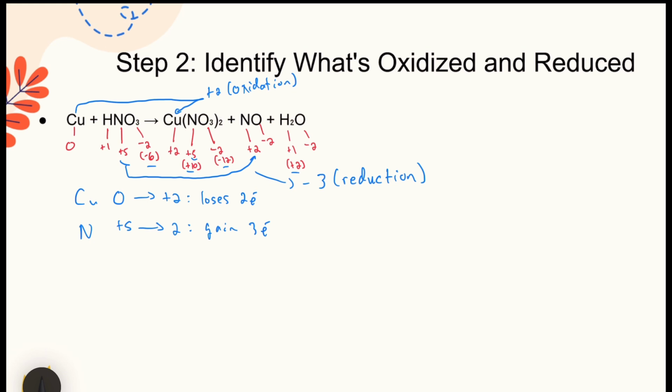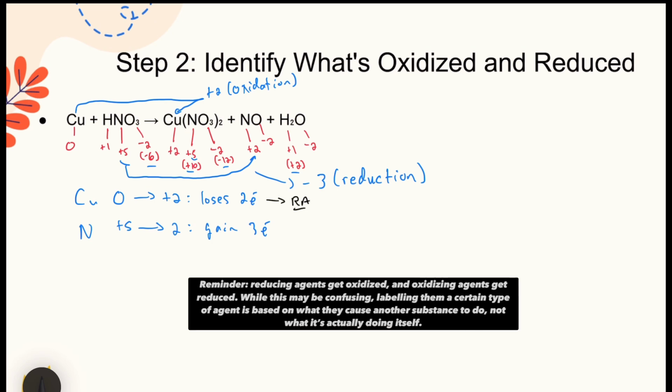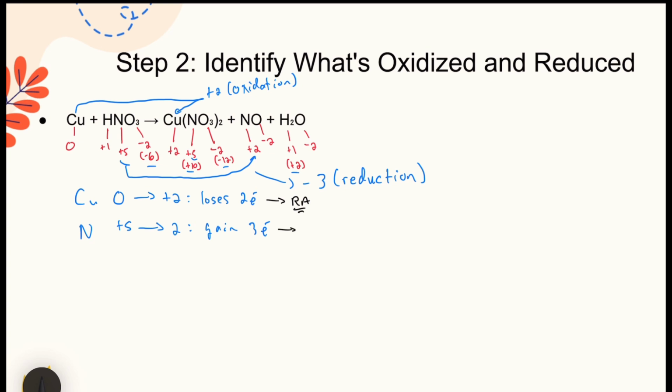Given that the copper got oxidized and the nitrogen reduced, that makes the copper the reducing agent because it causes something else to get reduced by getting oxidized itself. And then the nitrogen is the oxidizing agent for the same reason: it causes the copper to get oxidized by getting reduced itself.